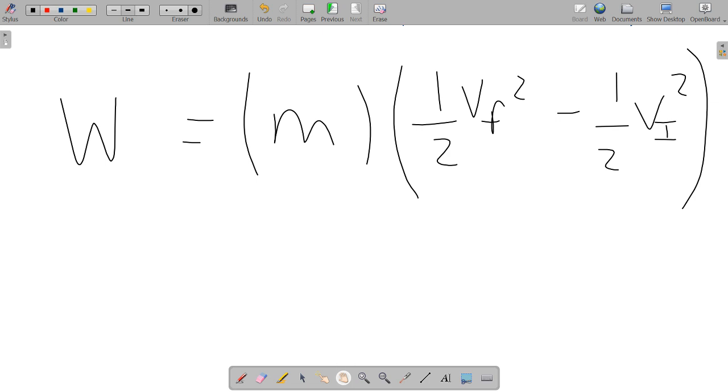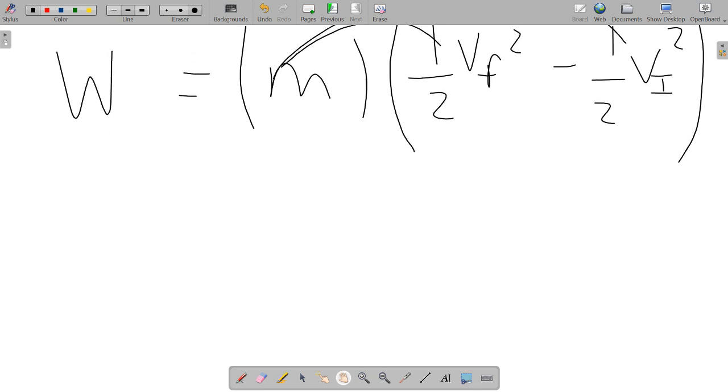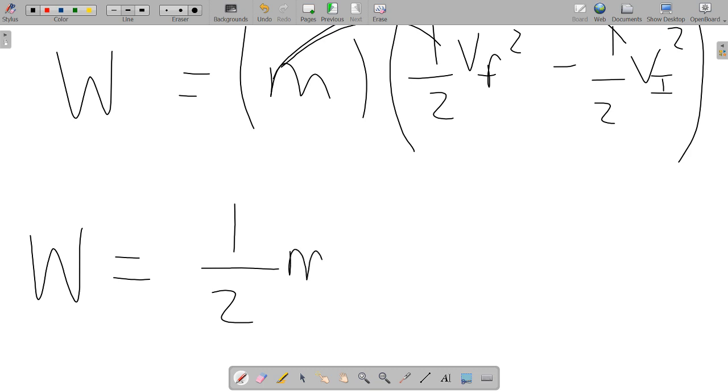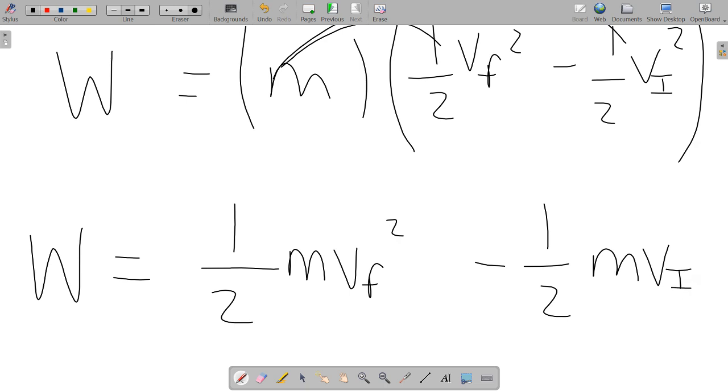Now, one more step here. You guys see this mass here? I could take this mass and I could distribute it. This m times that and this m times that. And when I do that, here's what I'm left with. I'm left with work done is equal to 1/2 times mass times final velocity squared minus 1/2 times mass times initial velocity squared.